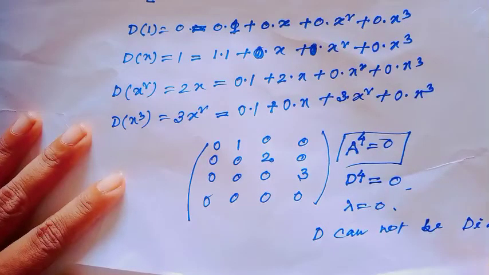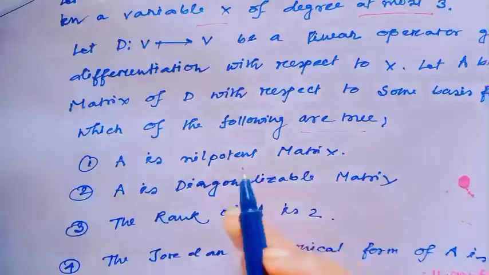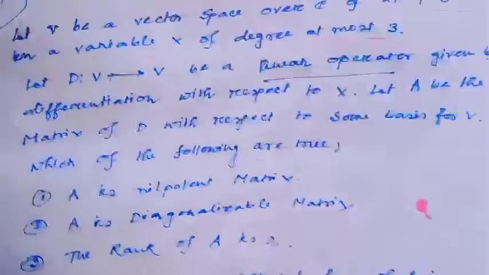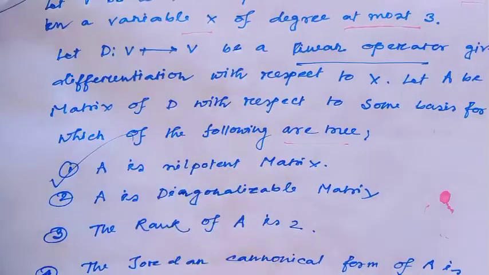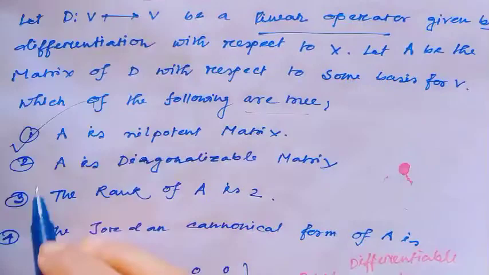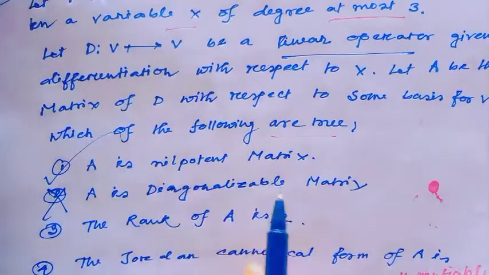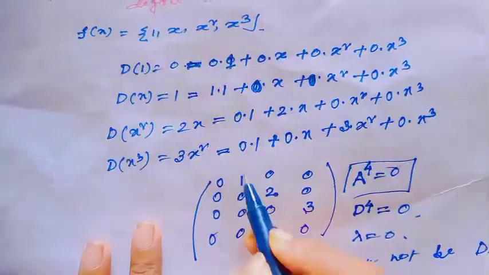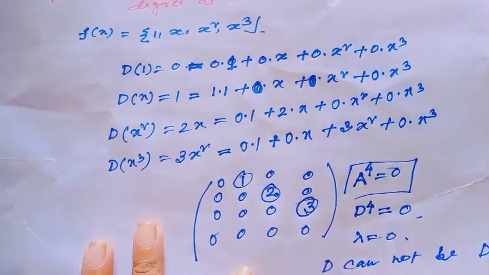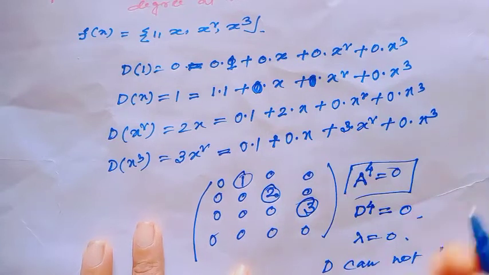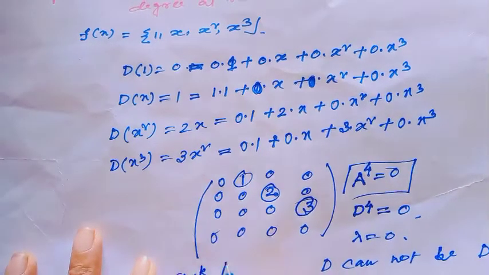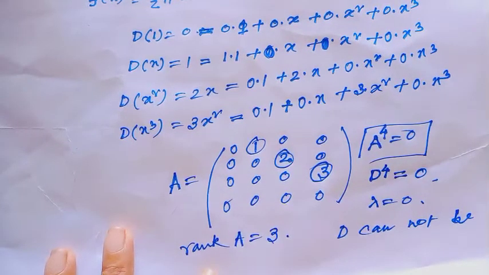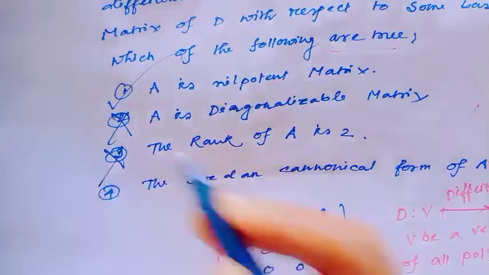Okay, therefore this operator is a nilpotent matrix. Obviously this is true. A is diagonalizable matrix: this is the wrong option, because this is a non-zero nilpotent matrix. And the rank of A is 2: notice the rank is here 3, since there are 3 non-zero columns. So the rank of the matrix, if we denote this matrix as A, is 3. So option 3 is also a wrong option.